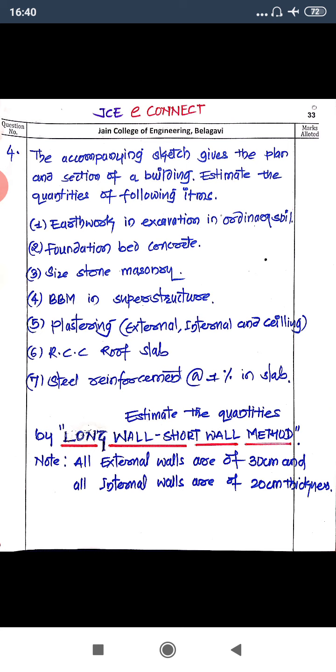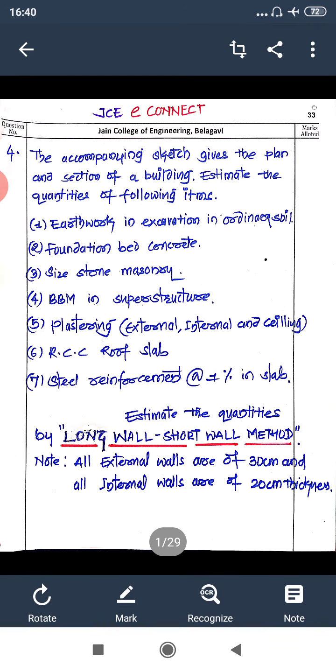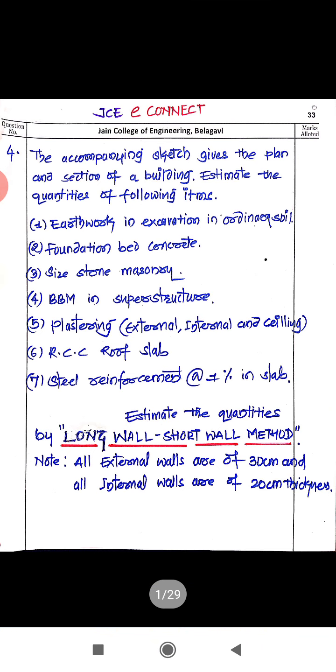RCC roof slab, and then steel reinforcement at 1% in slab. Now you have to estimate these quantities by long wall short wall method, and the note is given. All external walls are of 30 centimeter and all internal walls are of 20 centimeter thick. This is the plan. It is having a living room, kitchen, bath, WC, and two bedrooms with the same size, and it is having a central open space.